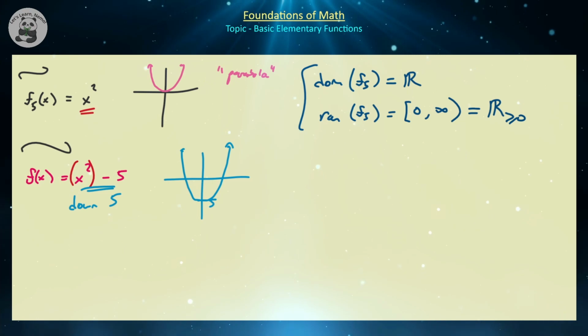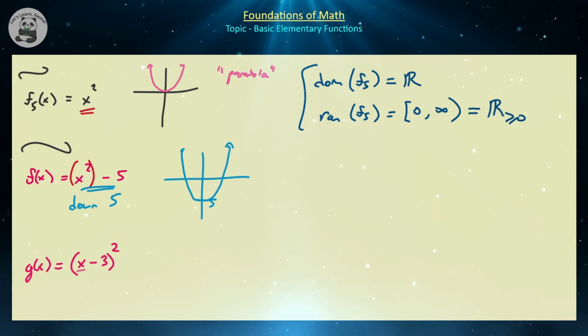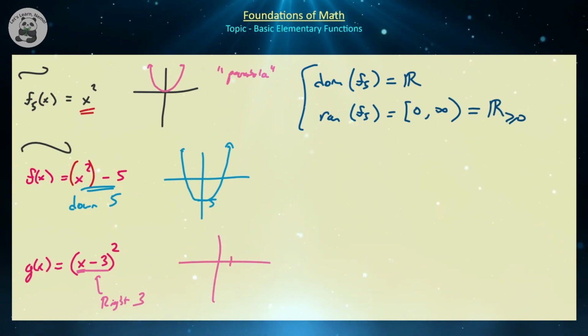Then, for example, let's consider the graph of g of x is equal to (x minus 3) squared. So notice that we're taking the domain values, subtracting 3, and then squaring them. So this is a domain transformation. So this is going to be to the right 3 units. So our origin is going to be shifted over to the right 3 units, and that is going to be our new parabola, where that point is (3, 0).